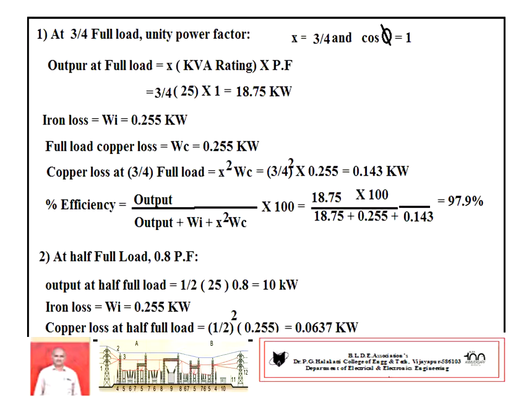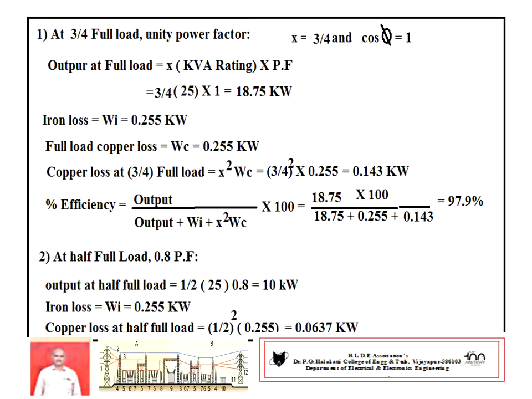Then go for calculation of percentage efficiency, output divided by input. So input equal to output plus iron loss plus copper loss. Substitute all the values, we are going to get 97.9%.